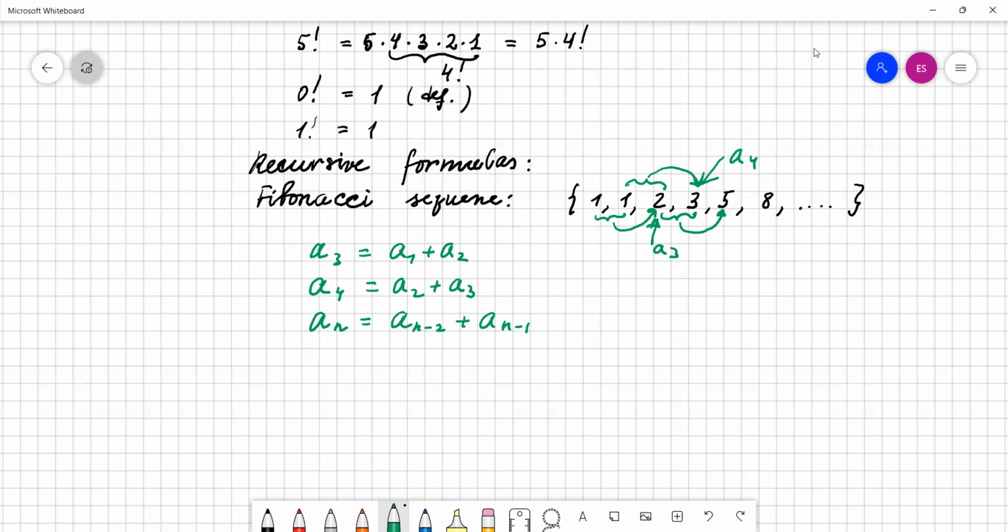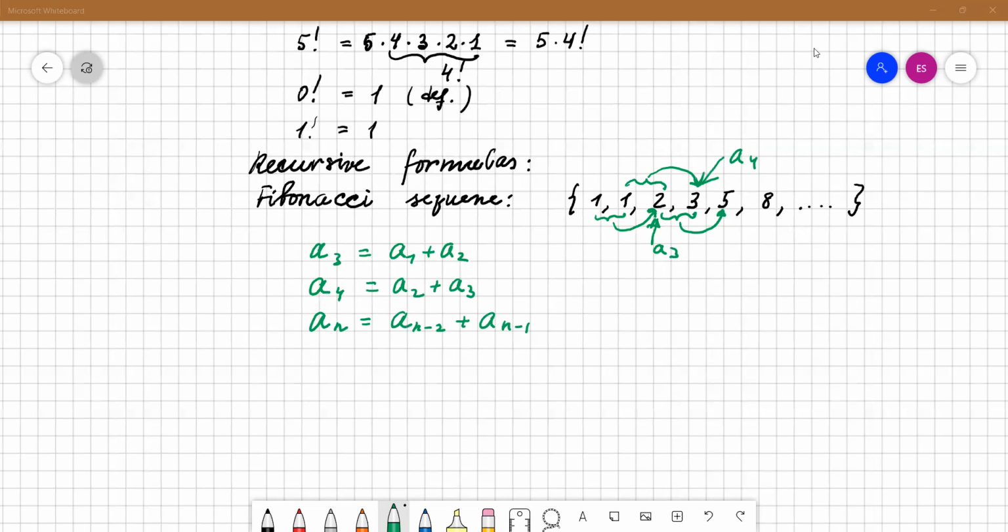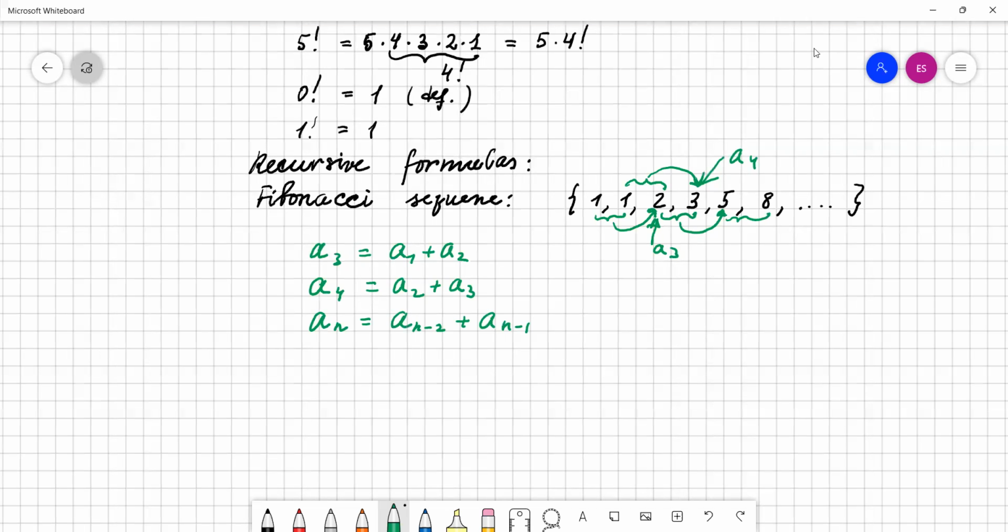Okay, so can we predict the next element over here? What's going to be the next element? The next element here is going to be the sum of 5 and 8, and that's going to be 5 plus 8, which is 13. The famous Fibonacci sequence is given as a recursive formula. So to find the next element, you will need to know all the previous elements.